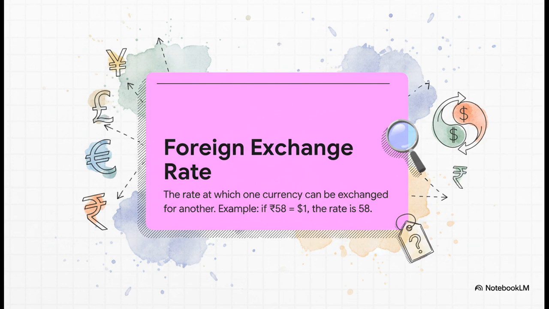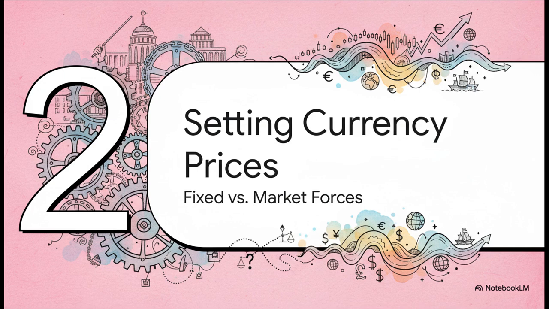And that leads us perfectly to the foreign exchange rate. This is just the price of one currency in terms of another. So if it takes, say, 58 rupees to buy one single US dollar, well, the exchange rate is 58. It's basically the price tag for buying another country's money. So, who decides on that price tag? Is it a government committee somewhere, or is it just the market? Well, the answer is, it depends.